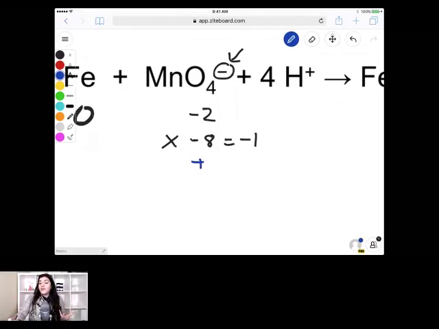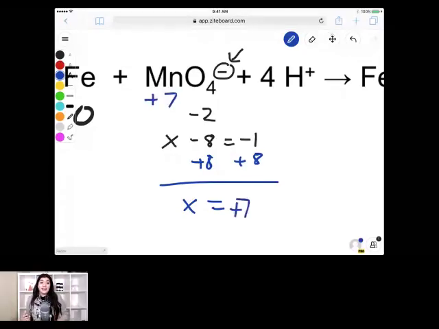So I'm going to add over that 8, and X would equal a +7. So, all right, we have +7 for manganese. So manganese, or Mn, would then be a +7 oxidation number. And then from there, I did all of this algebra and all this work just to figure out what the oxidation number for manganese was.